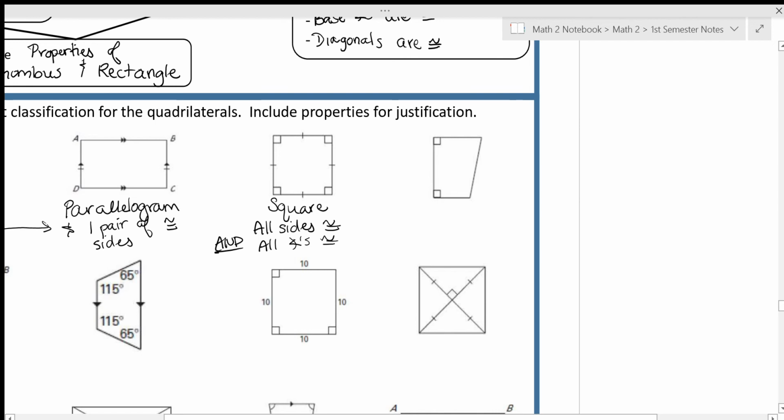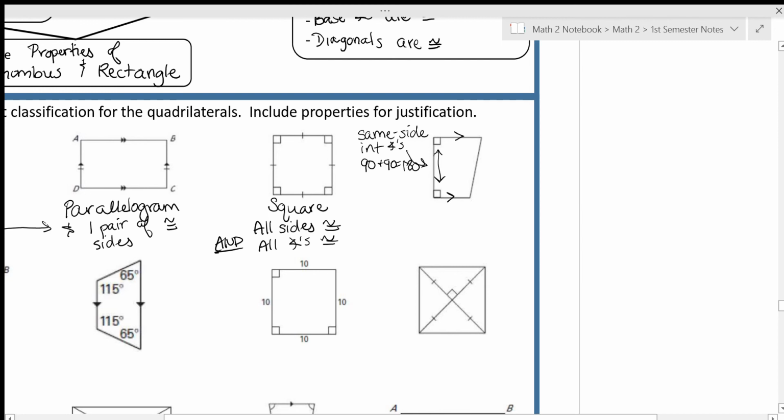Okay, on the next one here, we have these two right angles. Now that doesn't give us a whole lot of information. However, it does tell us that we have same side interior angles here. These are same side interior angles. And because they're both 90, that means that they are supplementary, which tells us that this side is parallel to this side.